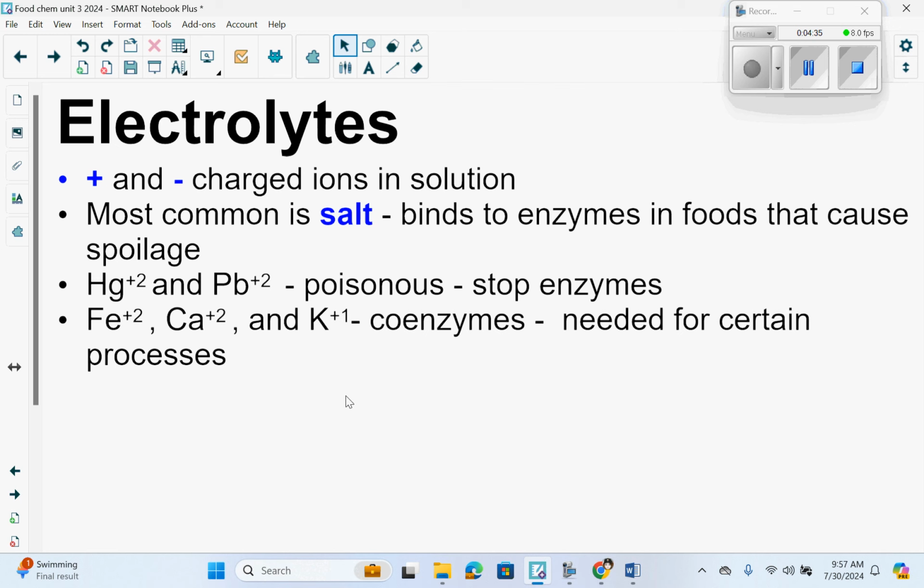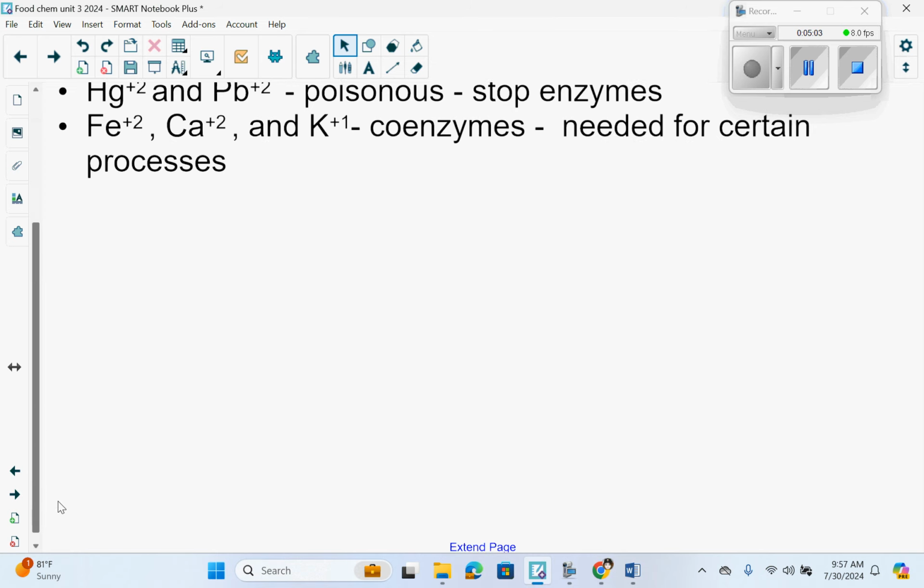Electrolytes. These are positive and negatively charged ions in solution. The most common example is salt. It binds to enzymes in foods that cause spoilage. So you have mercury and lead, which are poisonous, and these obviously stop enzymes. You have iron, calcium, and potassium. These are coenzymes, so they would be needed for certain processes, right? So if that enzyme substrate doesn't have the best fit, these could come along and help it out.